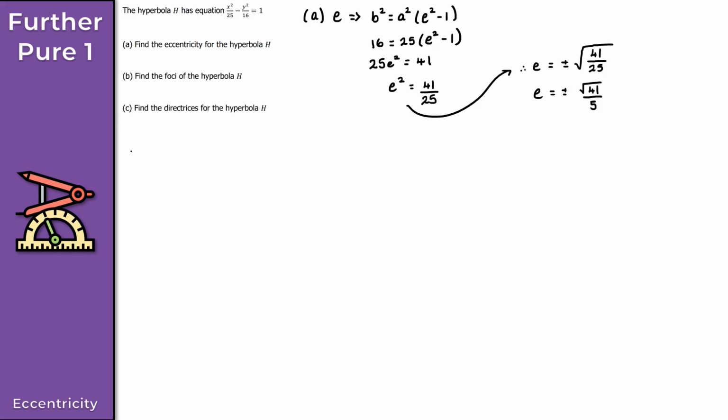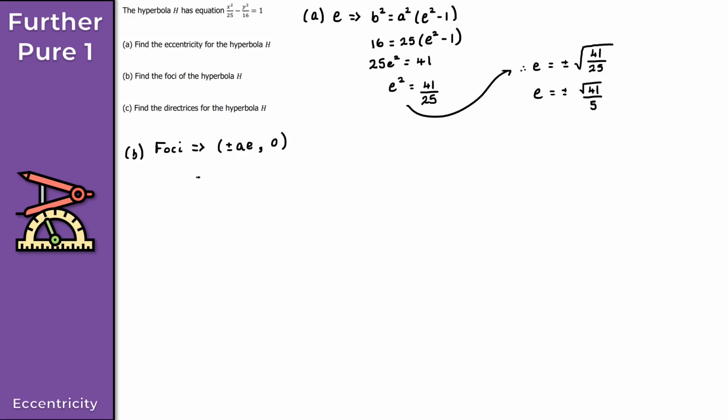Now for part B then, we now want to find the foci of the hyperbola H. So for the foci here, just recall that the foci are given as follows. So the foci are coordinates: plus or minus ae for the x coordinate, and for the y coordinate, then it is 0. Okay, so let's just write that down. So plus or minus ae here for the x coordinate, and then for the y coordinate, nice and straightforward, it's simply 0.